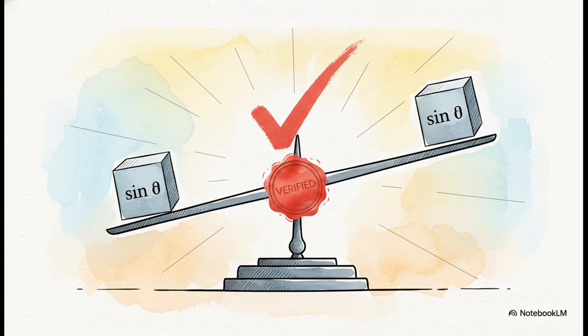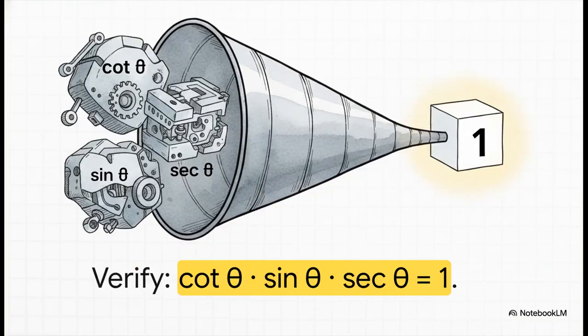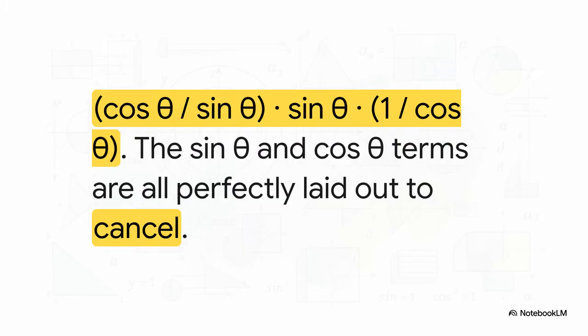And boom, identity verified. See how clean that was? Okay, let's level up a little bit. This time we've got cotangent, sine, and secant all multiplied together, and we have to show that the whole thing simplifies down to just the number 1. No problem. We just use the master key again.